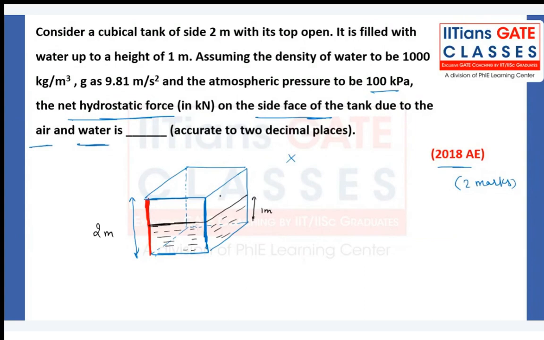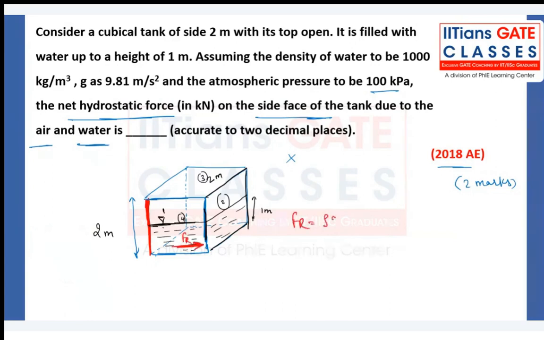Any side face you can take. This is the one side, this is the second side, third side, fourth side. Any side you can take. I'm taking my second side. For example, what is my net hydrostatic force onto this side, which is having a 2 meter side? This side I'm taking, and the liquid surface is something like this. Now I want to measure the hydrostatic force. What is the hydrostatic force?